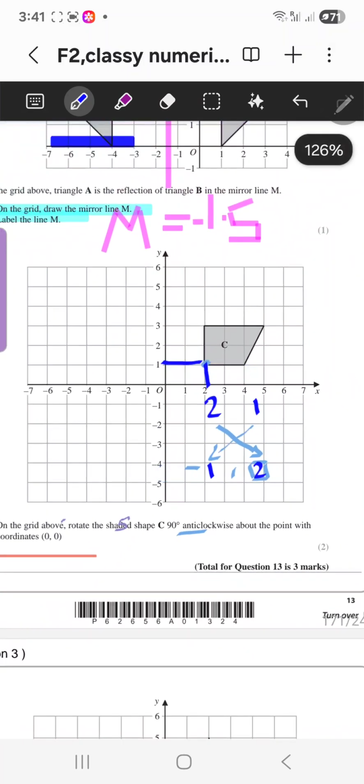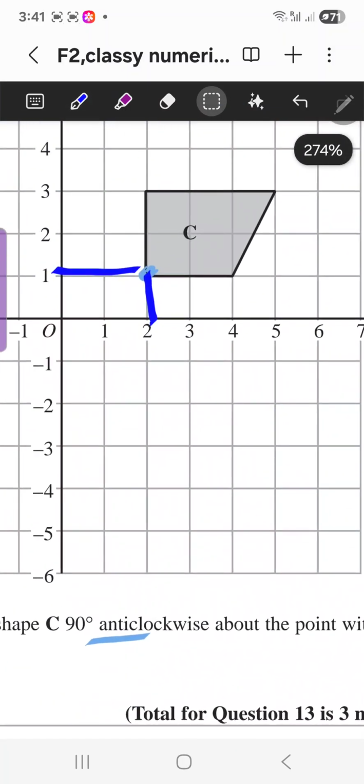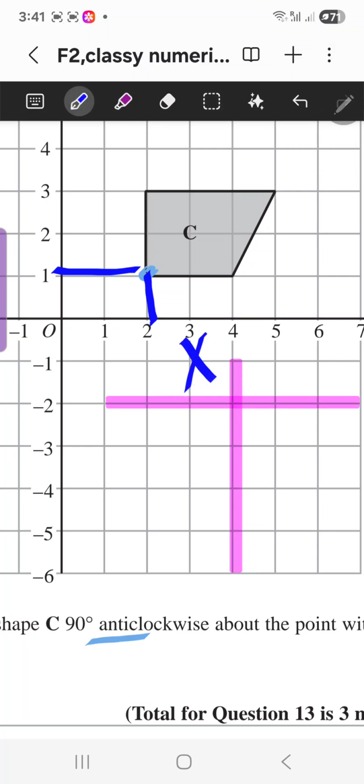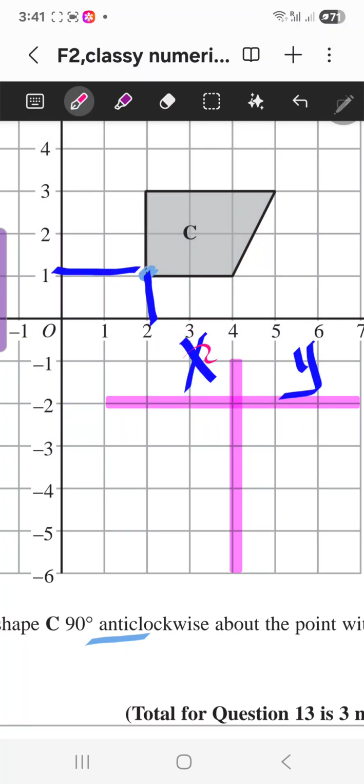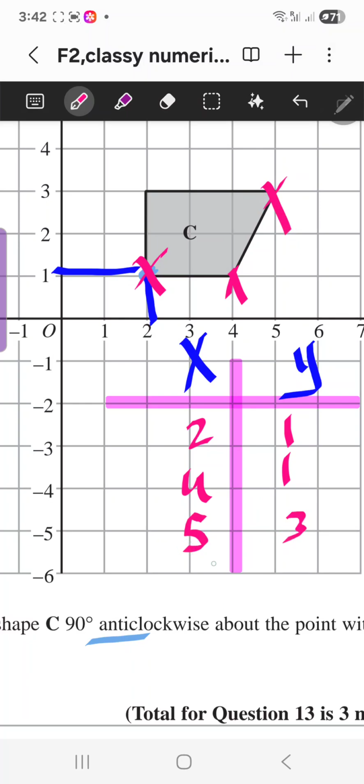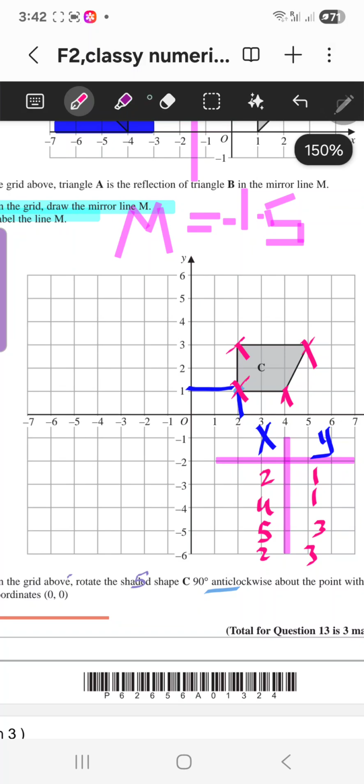Okay, let's make a schedule for this. I will take all the points here, the x and the y points, and I'm going to write them here. So we say the first point is 2x, 1y, then 4x, 1y, then 5x, 3y, and the third one 2x and 3y.